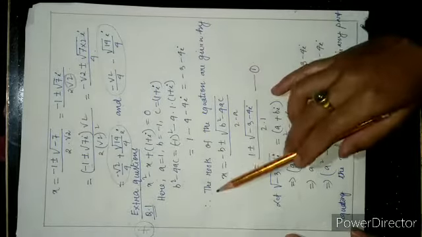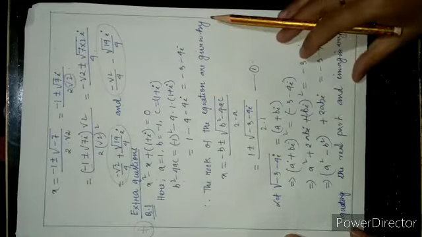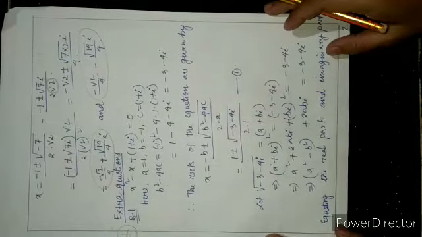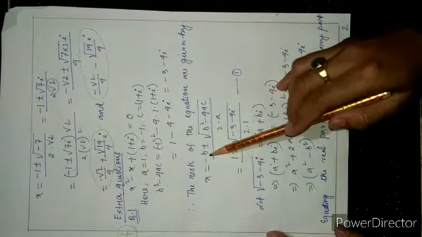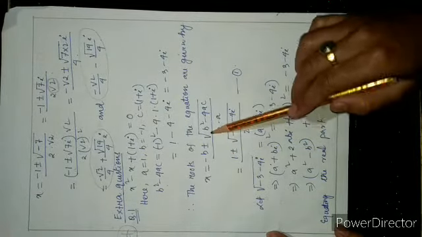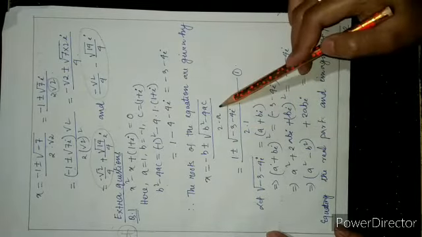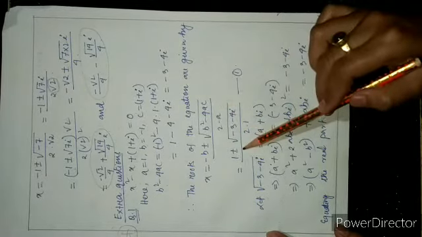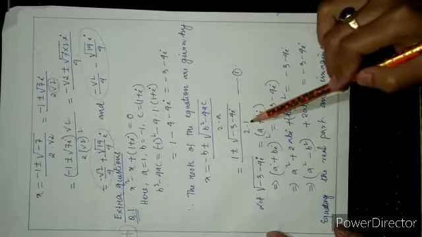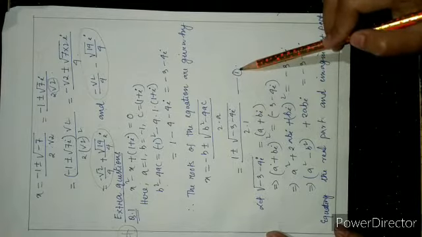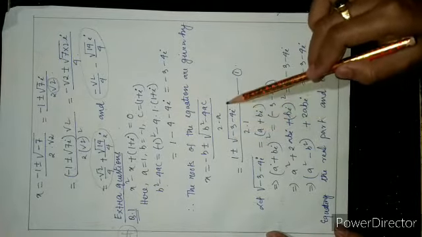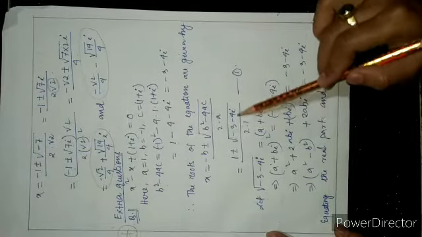Therefore, the roots of the equation are given by the roots formula. Roots of the quadratic equation x is equal to minus b plus minus root over b square minus 4ac divided by 2 times a. So we get 1 plus minus root over the value of discriminant, which is minus 3 minus 4i, divided by 2 times a. Then write this as equation number 1. We need to find the square root of the complex number minus 3 minus 4i.